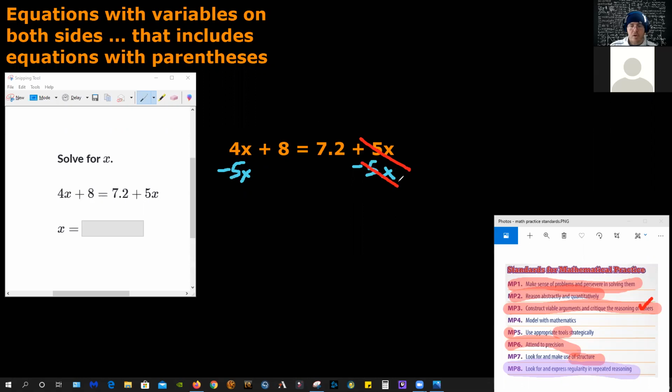So these will cancel each other out. And that means that we'd want to take away 8 from both sides so that the constants end up on the right side. So what do we end up with? We would end up with 4x minus 5x to be negative 1x. These go bye-bye. Okay. 7.2 minus 8.